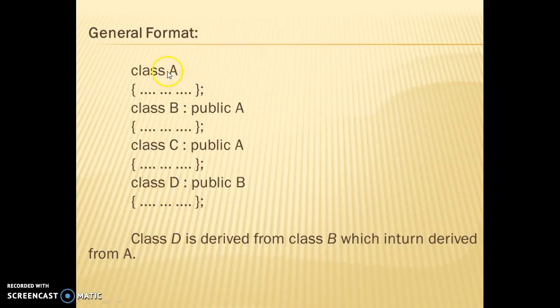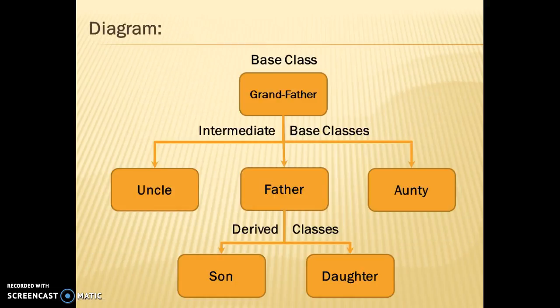Now, as Class B is from A, obviously the features of Class A are also there in Class D. This is what is called hierarchical inheritance. Now we would like to see the diagrammatic representation of hierarchical inheritance. Base class, then intermediate base classes and derived classes.